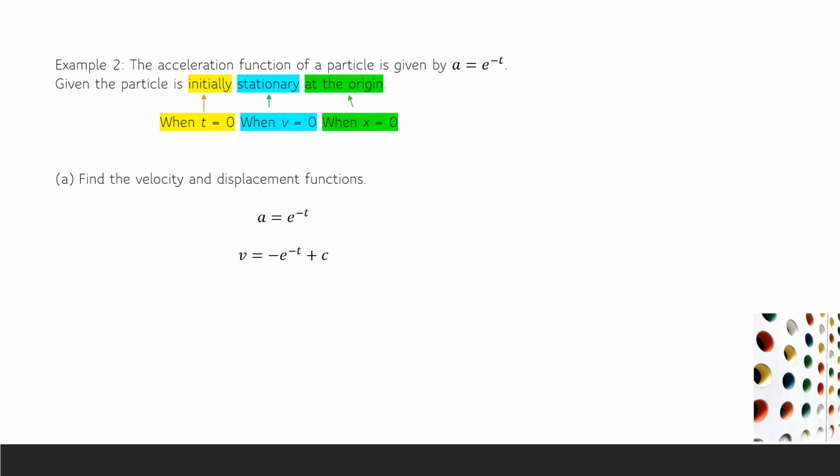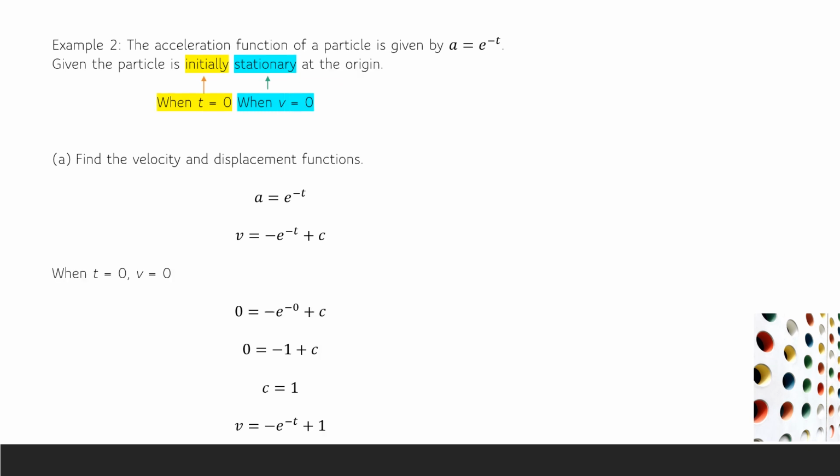So to find the velocity, we integrate acceleration and put a plus c. This is our first constant that we're going to find. When you integrate e to the minus t, you get minus e to the minus t plus the constant. We know that the velocity is 0 when t equals 0. So subbing in v equals 0 when t equals 0, e to the 0 is 1, so you get 0 equals minus 1 plus c, gives you c equals 1 and v equals minus e to the minus t plus 1.